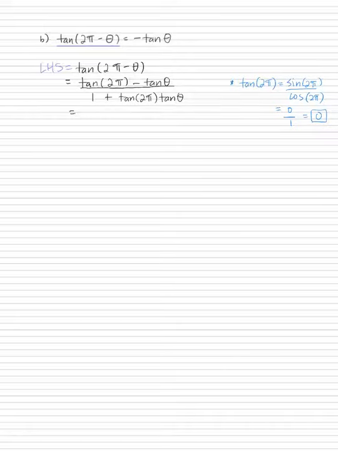So this is the same thing as 0 minus tan of theta all over 1 plus 0 times tan of theta. So here you're going to have negative tangent of theta, whole thing over 1 plus 0, which is just negative tangent of theta. This is exactly what we wanted to prove. Let's do another one.